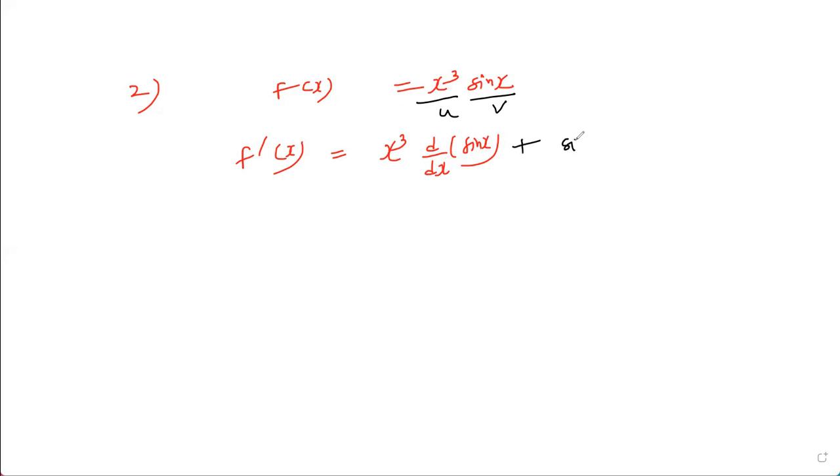Plus, this time sine x will be outside and we'll differentiate the first one. As we know, d/dx of sine x is cos x, so we'll directly write that, and here d/dx of x cube will be 3x squared. So this is our final answer because we can't further simplify anything. So in this way, any particular function, you can find the derivative using the standard results.